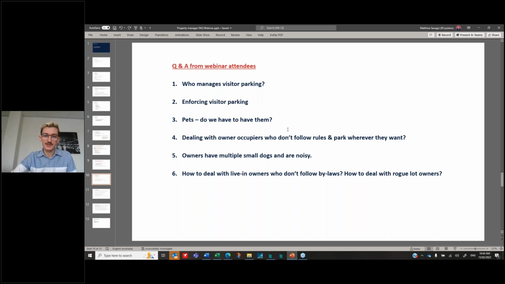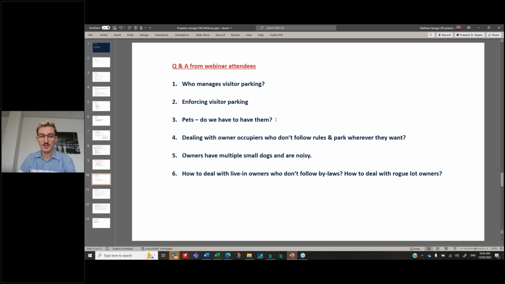Pets, do we have to have them? So you don't have to have a pet yourself. Of course, you can decide, but the body corporate doesn't really get much of a choice. The body corporate must approve pets unless there are reasonable grounds to say no. So if you have a pet that has bitten 6 people and it has to wear a muzzle and it's got a dangerous dog order on it, the body corporate could probably say no to that pet with no dramas.